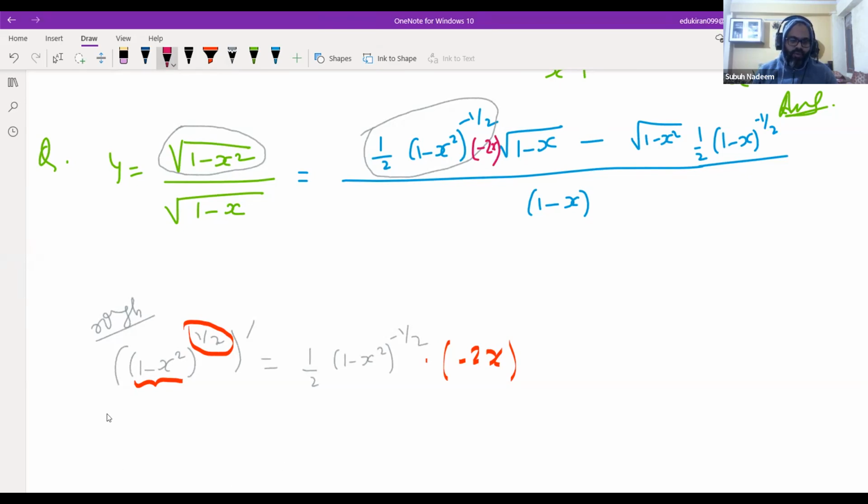This is the chain rule. No? You have to take care of that also. In this quotient rule, chain rule is at some place working. So when you differentiate this one, there will be a chain rule.